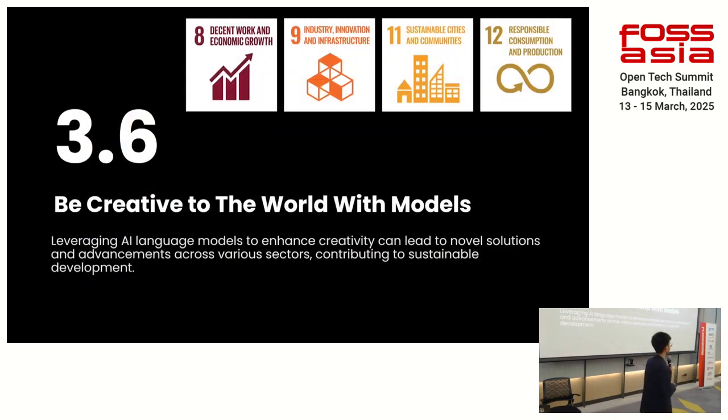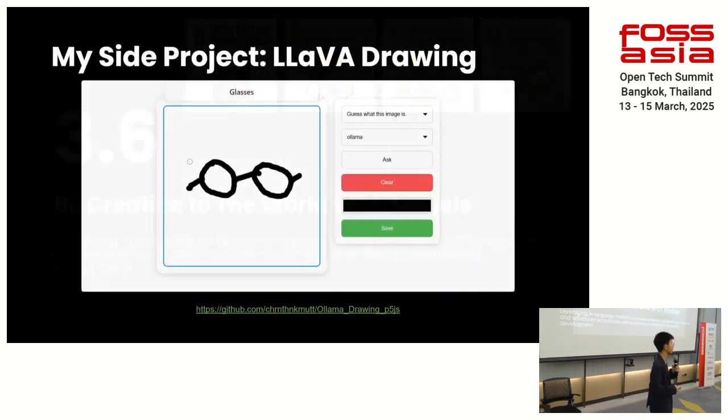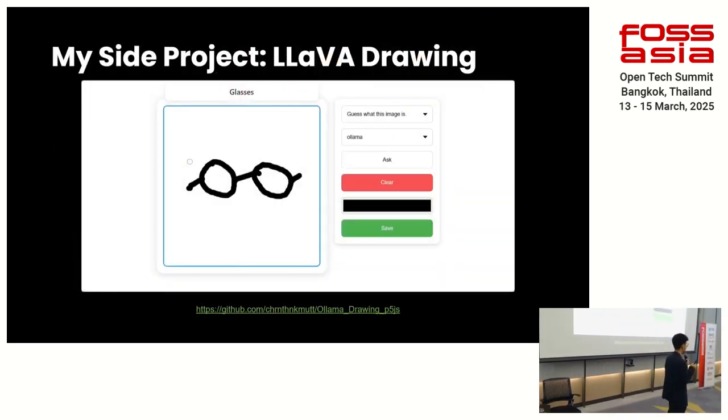And also the last thing is be creative to the world with models. In my side project, I use LLaVA, which is Large Language and Vision Assistant, as my model. So I try to draw something like glasses or maybe a house. Ollama will bring the model named LLaVA and interpret the thing that I draw. It's like some kind of neural network, but it's a generative language model, and it will interpret it: if I draw glasses, it will show you glasses.